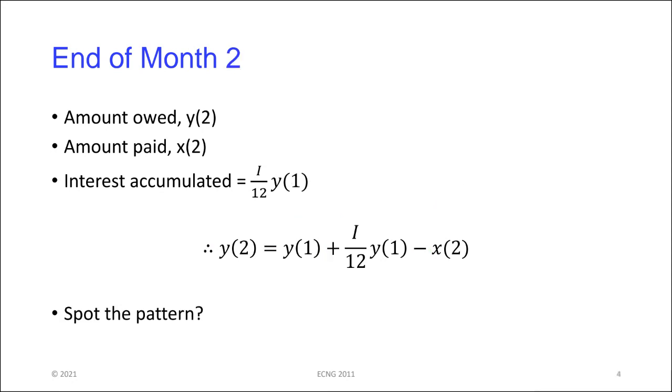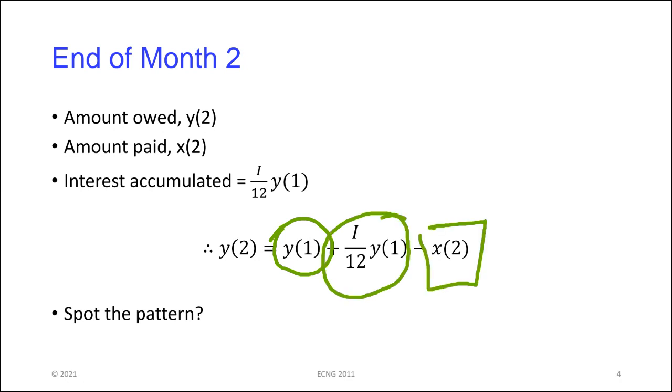And then, of course, we proceed to month 2, and the same thing happens. In month 2, you start off with what you were left with at the end of month 1, tack on the interest, and minus the payment for month 2. And you're now left with that. So similarly for month 3, it will be y3 here, y2 here, and x3 at that point in time, right? So there's a pattern developing here.